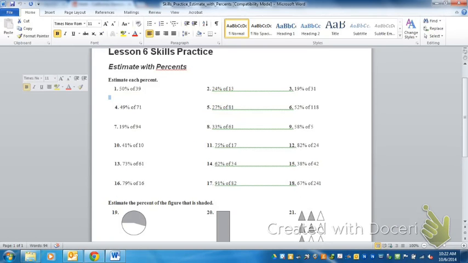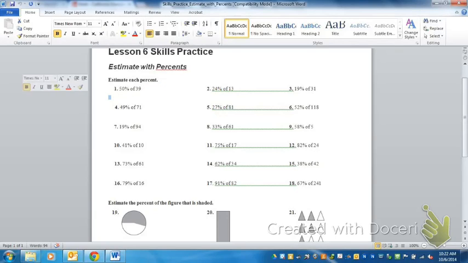These are some of the problems that we'll have either later today when we do the lesson, or for homework, or tomorrow. Number 1 says 50% of 39. 50% is already rounded off, so we're not going to do anything with that. But 39 can round off to 40. So half of 40 would be 20.